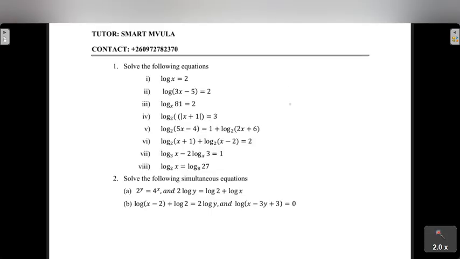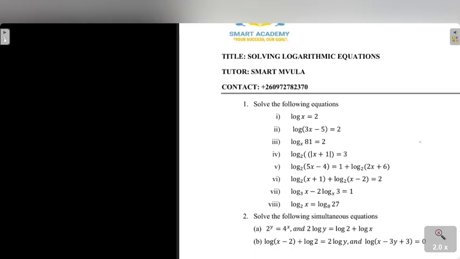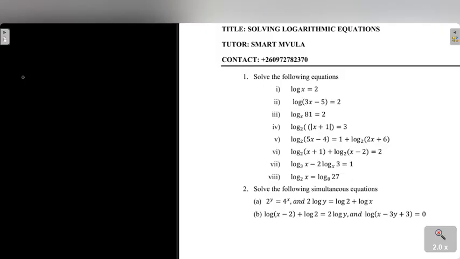Then now moving to part 5. So for part 5, what we have is log of the base of, so the base is 2. Then here we have 5x minus 4, equals to 1 plus log of 2x plus 6. The base is 2. This is what we have. So we're solving for x.